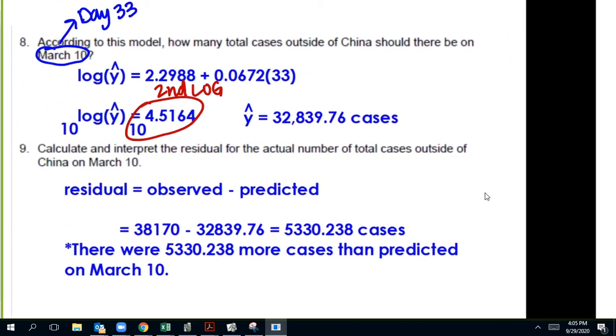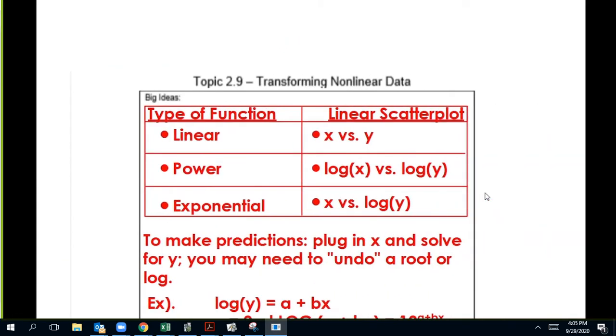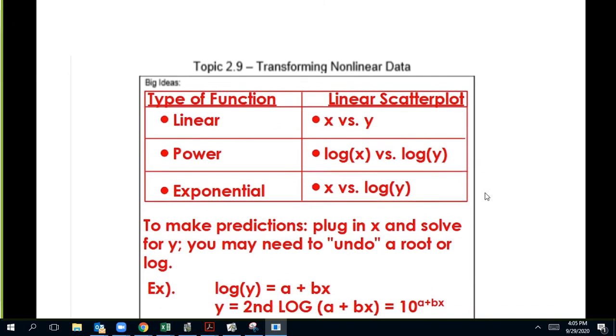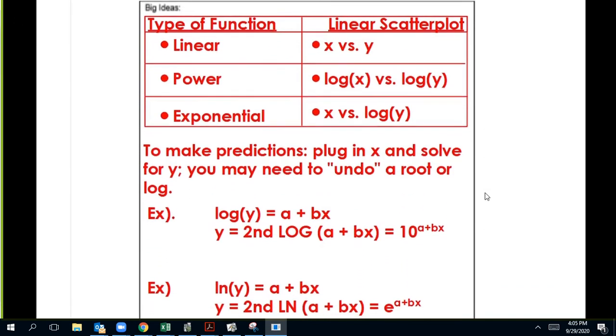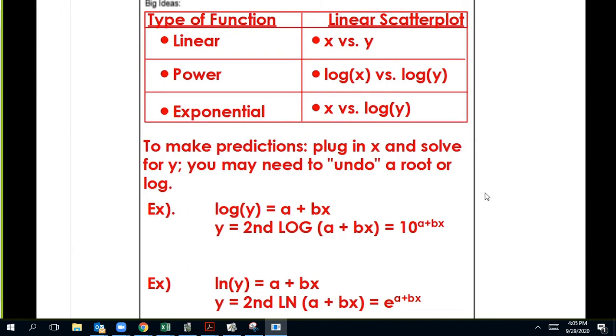Now we're going to go ahead and take some notes on the big ideas page. First, we have 3 types of functions in AP Stats that we deal with. We have linear, which is x versus y on the scatter plot. Power, where we can take the log of x and the log of y to get a linear scatter plot, and exponential. So let's write the forms for each of these. This one is y equals a plus bx.